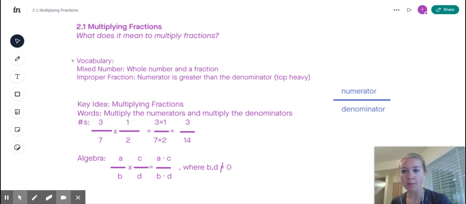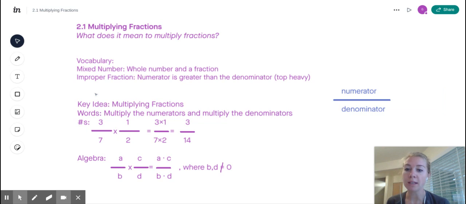Okay, so some vocabulary are mixed numbers, which is a whole number and a fraction. Improper fraction, and that's a fraction where the numerator, and that's the top number in the fraction, is greater or bigger than the denominator, which is the bottom number. So in other words, it's top heavy. The top number is larger than the smaller number. That's an improper fraction. And so let's just remember that for a fraction, the numerator is the top number and the denominator is the bottom number.